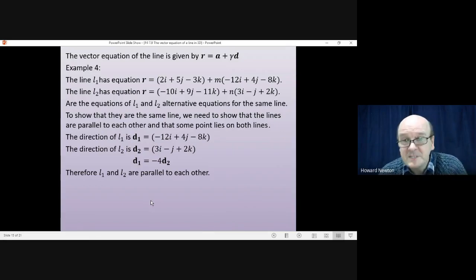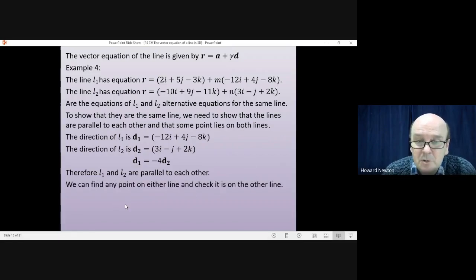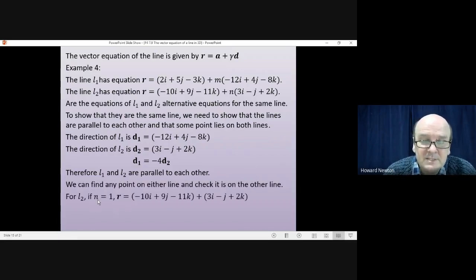To prove that they're the same line as each other, we still need to show that there's a point which lies on both lines. Now, we can choose any point. I'm going to choose n equals 1 in the second line and see what point that gives me on the second line. So putting n equals 1 into the second line, I would get this, and then adding those two brackets together gives me the point minus 7i plus 8j minus 9k. So I know that that point's on the second line when n is equal to 1.